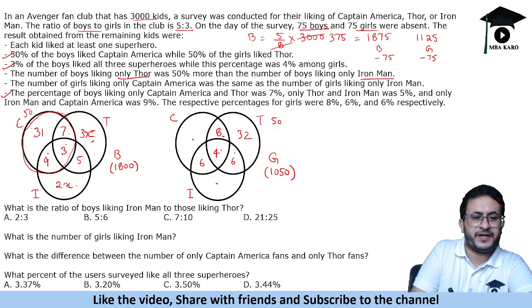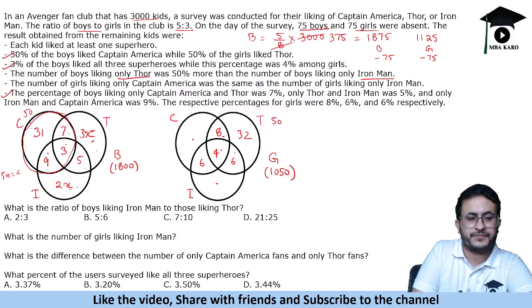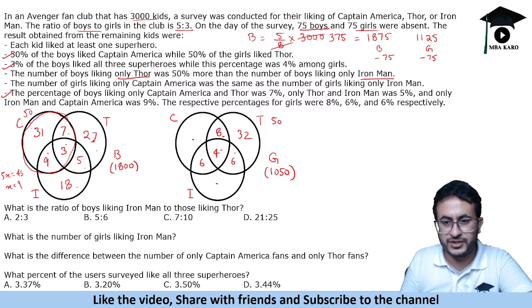So 50. This is 5x plus 5. So 5x, 5. This is 5. 55. So 5x is 45. So x is 9. So this means this is 18 and 27. So this was a very simple set. It was just that you should know that you have to make 2 Venn diagrams.